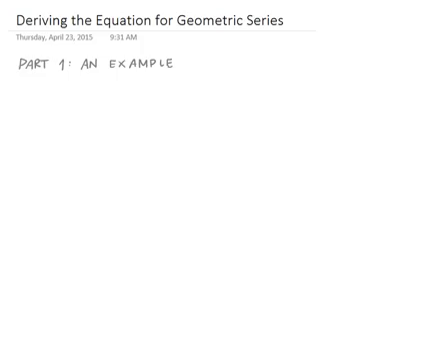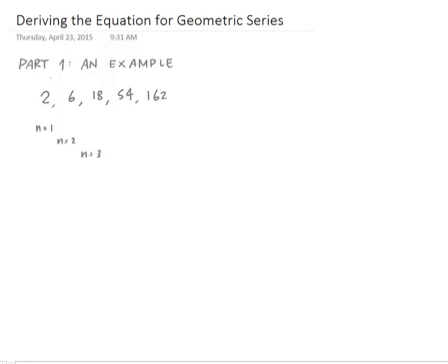So let's say we have a geometric sequence. I'm going to start with the number 2, and each time I'm going to multiply by 3, so we get 2, 6, 18, 54, and 162. In this example, n equals 1 gives me 2, n equals 2 gives me 6, n equals 3 gives me 18, n equals 4 gives me 54, and n equals 5 gives me 162.